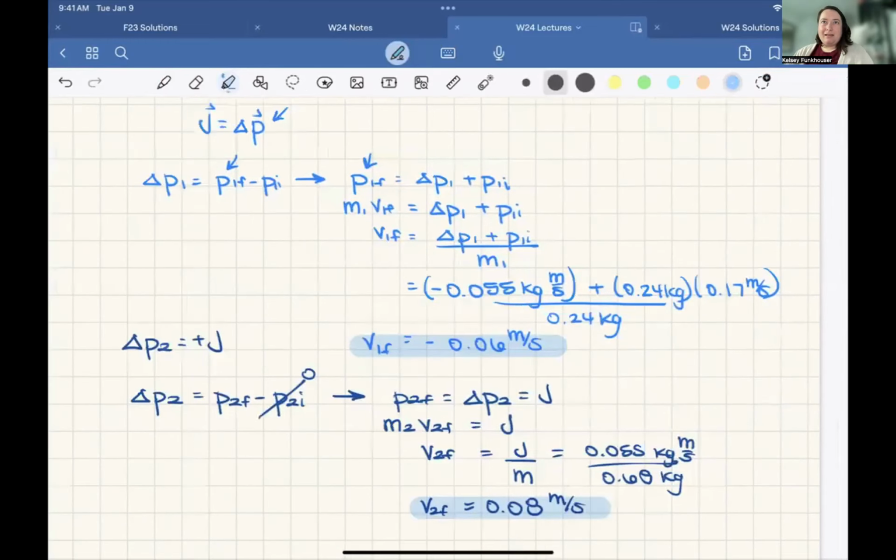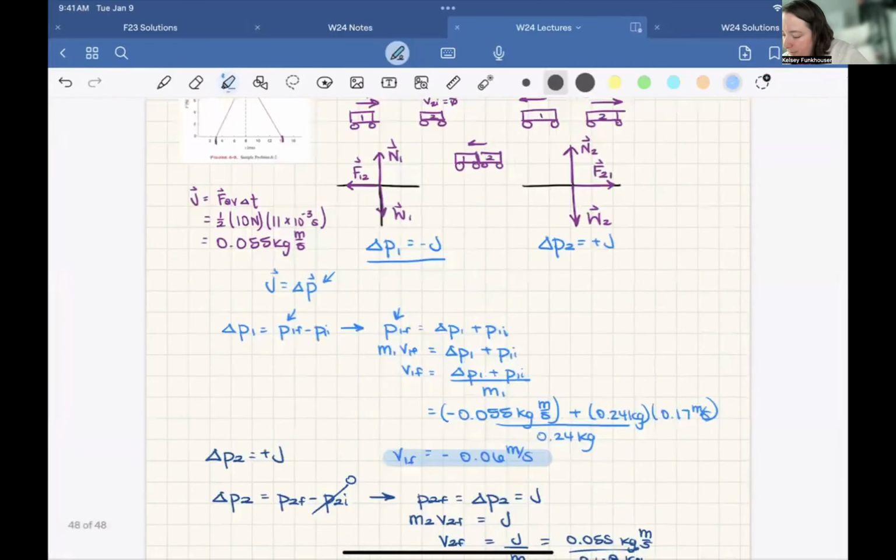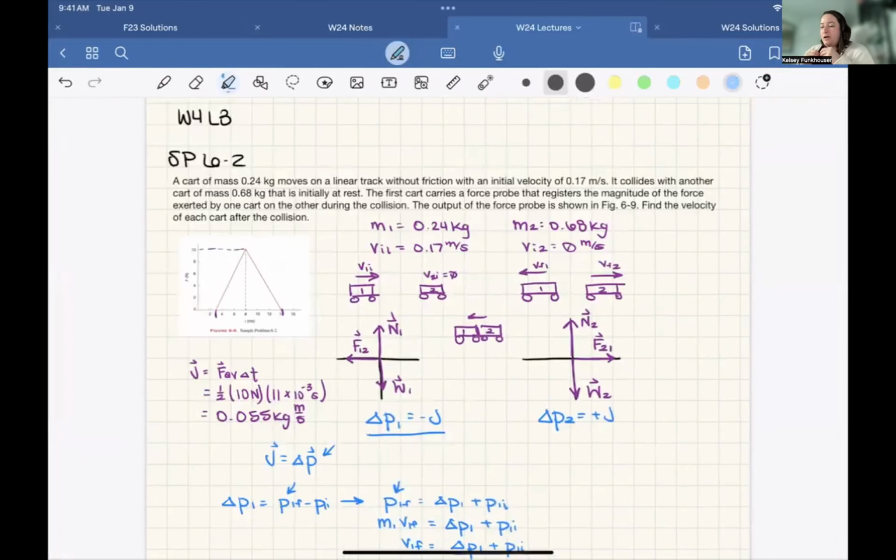Okay, I think that's everything it asked for. Yes. So briefly, let's just go back over it. We had 2 carts, one was moving toward the other, which wasn't moving. And then they collide, and we want to know what their final velocities are. We drew free body diagrams for during the collision, so that we had a better perspective on the directions of the forces they're experiencing. And then we found the impulse, which is just the area under the force versus time curve. So for a triangle, that's 1/2 the base times the height.